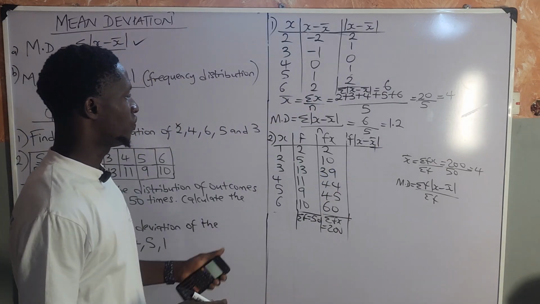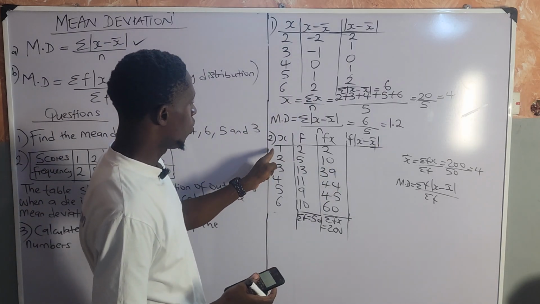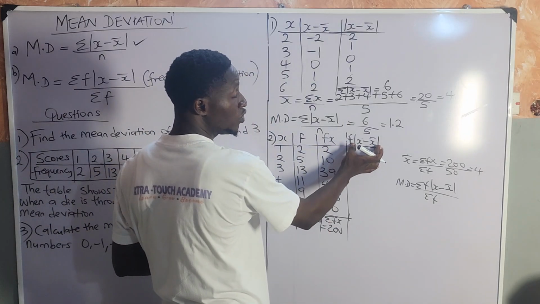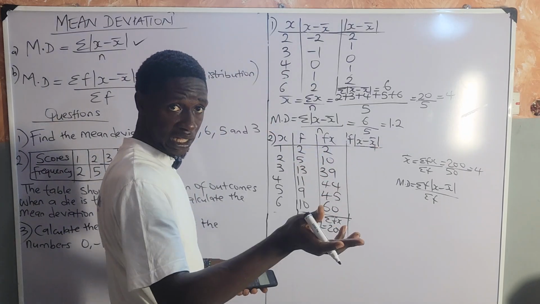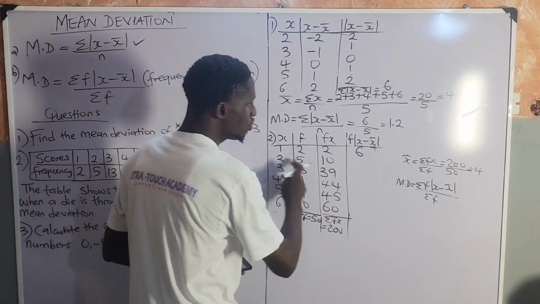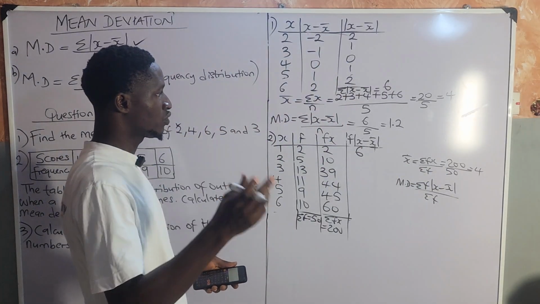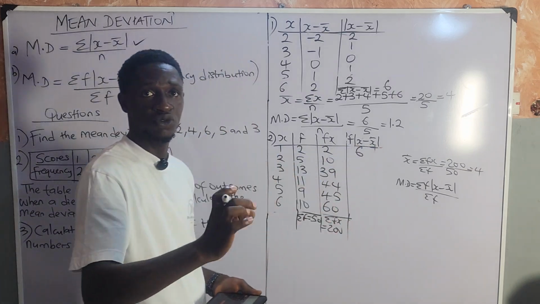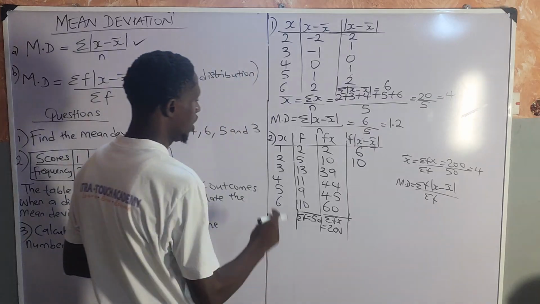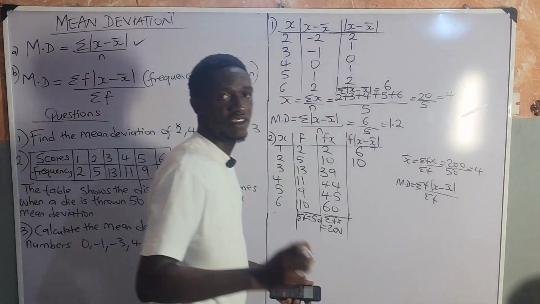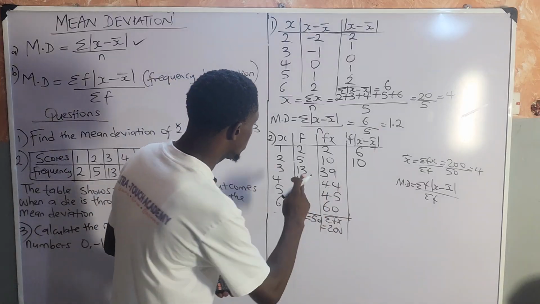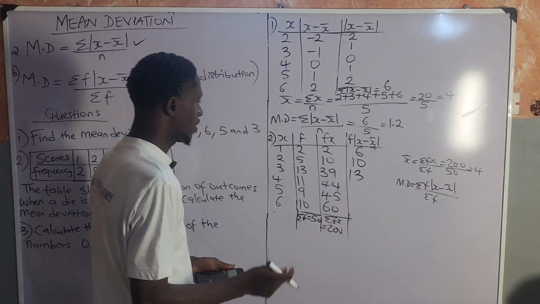So what does this mean? We'll start with this x. 1 minus 4 is minus 3. And minus 3, when you put this absolute value, it will become 3. 3 times 2 is 6. 2 minus 4 is minus 2. The absolute value of minus 2 is positive 2. Then 2 times 5 is 10. 3 minus 4 is minus 1. The absolute value of minus 1 is positive 1. 1 times 13 is 13.